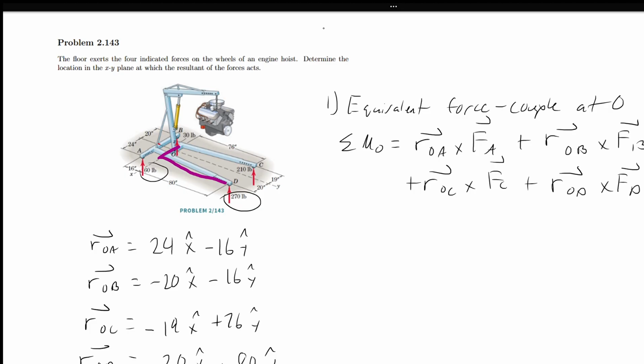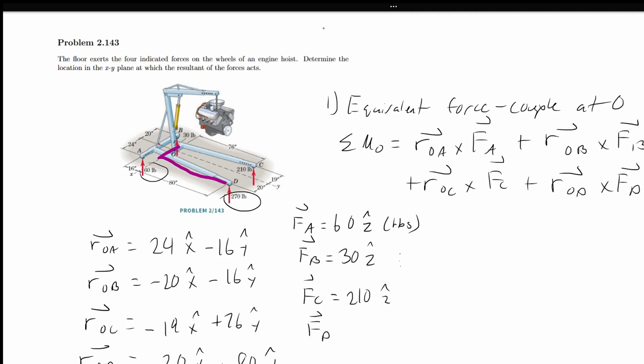Right, and then all of these forces are going in the positive z direction, so FA is equal to 60 pounds times z hat. FB is equal to 30 pounds times z hat. FC is going to be equal to 210 in the z hat, and FD is 270 in the z hat direction. Okay, so now we found all of our R's and all of our forces, so to get this moment, we got to sum them up.